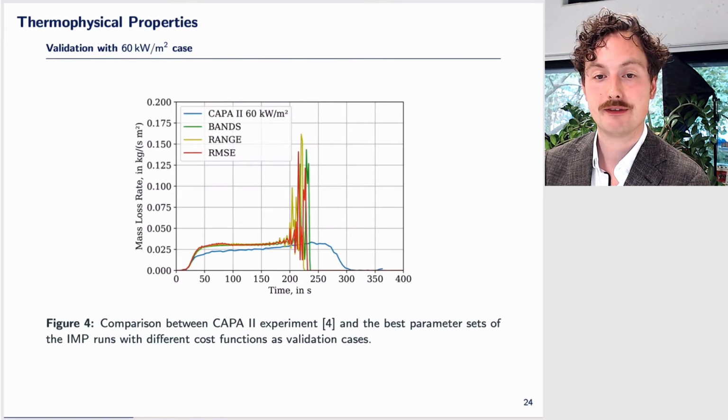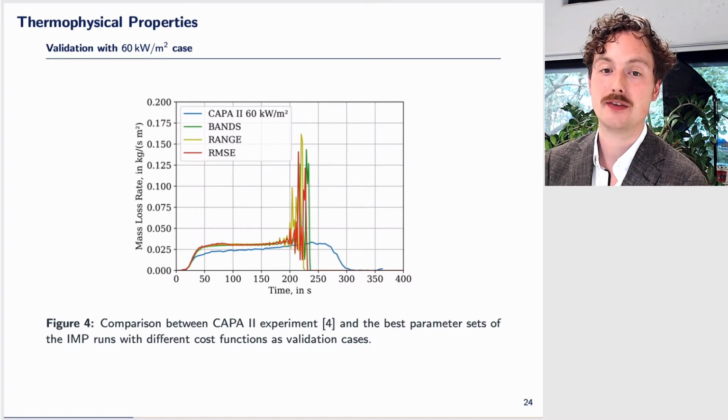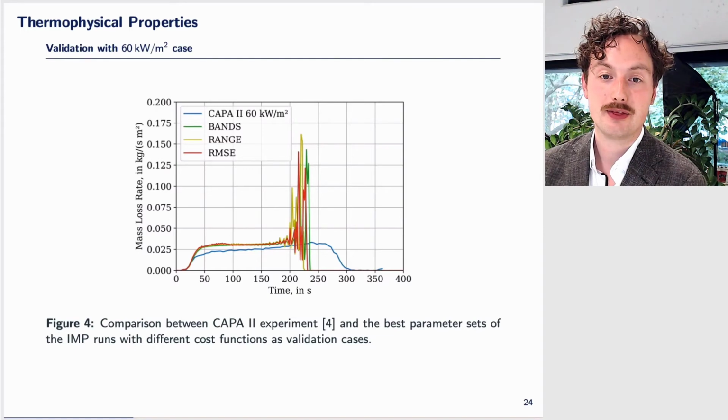The results of the validation simulated at 60 kilowatt per square meter are shown in this figure. In general, the responses are very similar to each other as in the 25 kilowatt case. However, all cases show significant fluctuations before the material is used up.